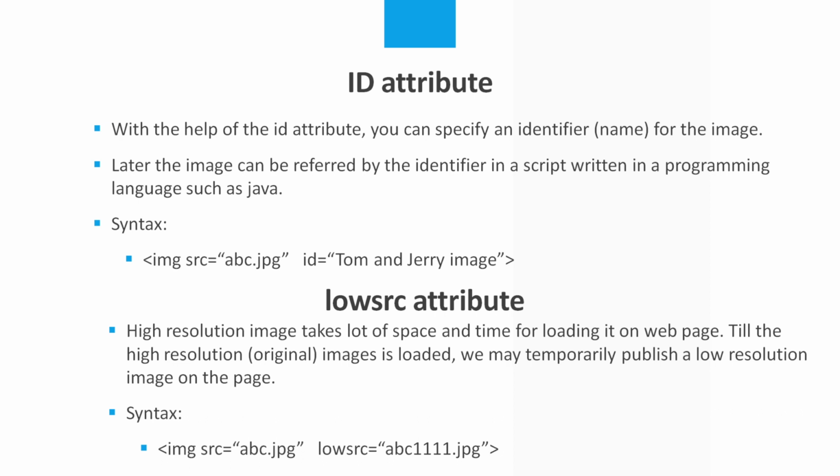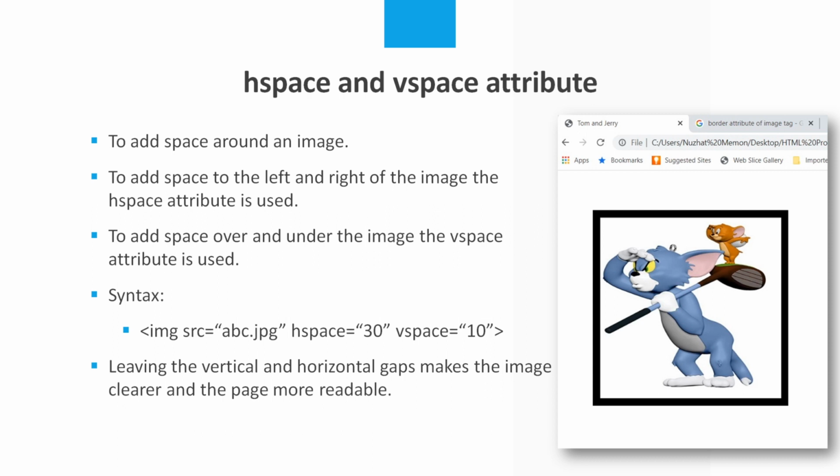Now we will move to the next attributes, that is hspace and vspace. It is preferable to add some space between the image and the surrounding text. hspace stands for horizontal space and vspace stands for vertical space, and these attributes are used to add space around an image. To add space to the left and right of the image, the hspace attribute is used, that is horizontal space. To add space over and under the image, or you can say the top and bottom side of the image, the vertical space vspace is used. Leaving the vertical and horizontal gap makes the image clear and the page more readable.